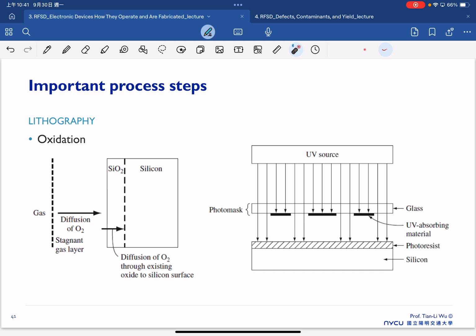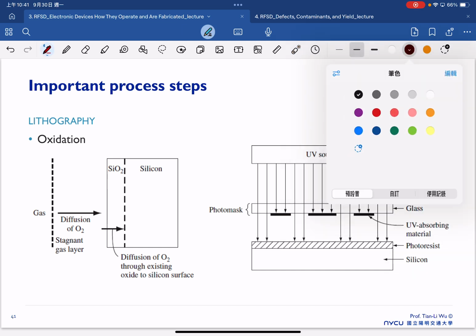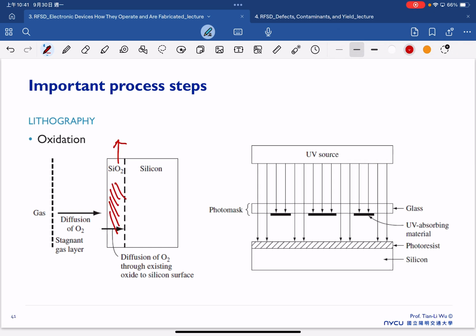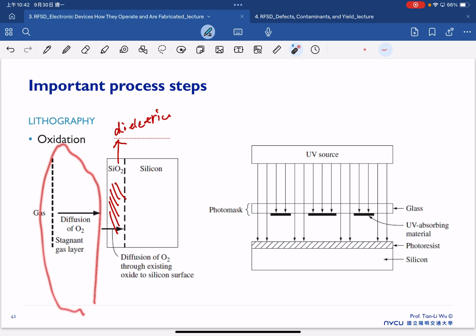So here are some key process steps. The first one is oxidation. Oxidation is one of the important processes for silicon, because silicon has a very good thermally grown dielectric, which is silicon dioxide. So we grow the silicon dioxide here, which we use as a dielectric. The basic idea is that we have a piece of silicon material, and the oxygen flow will be diffused and put into a certain tube. Then at very high temperature, the oxygen will react with our silicon.